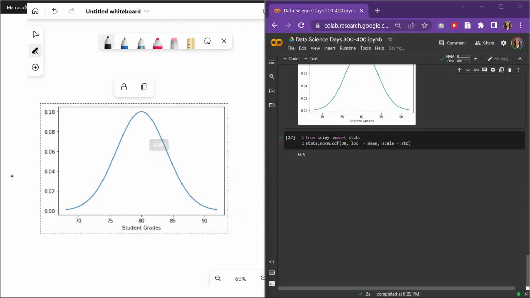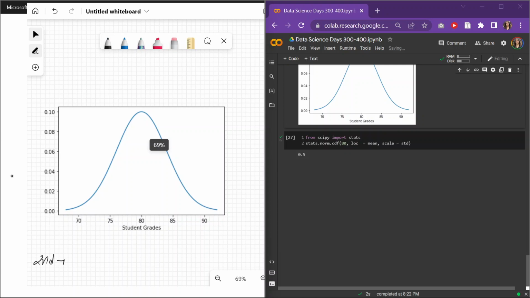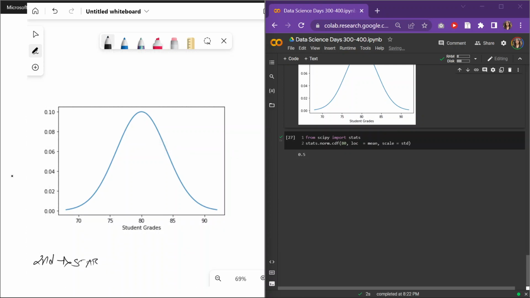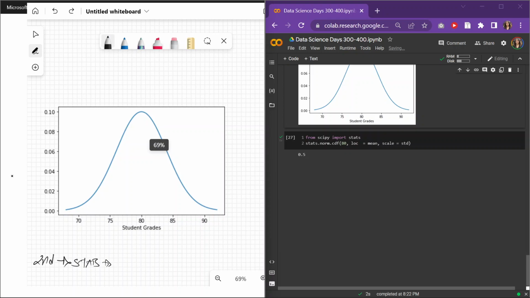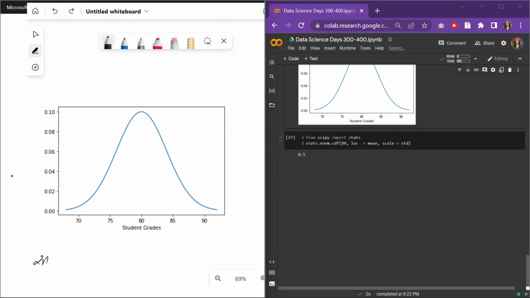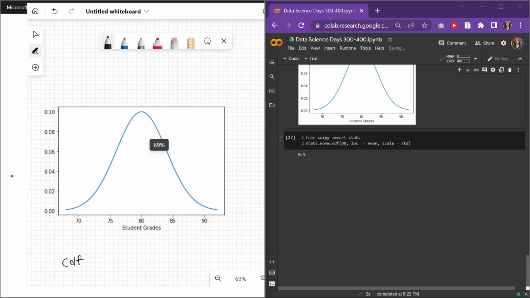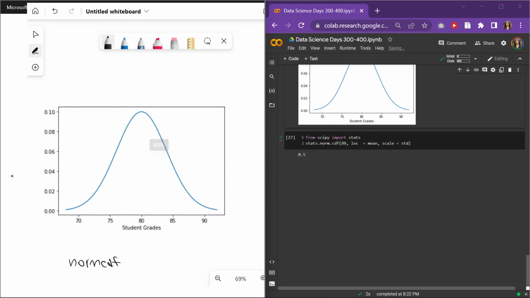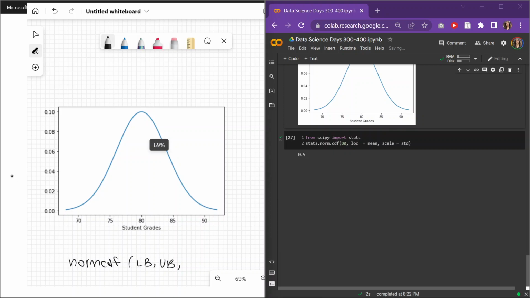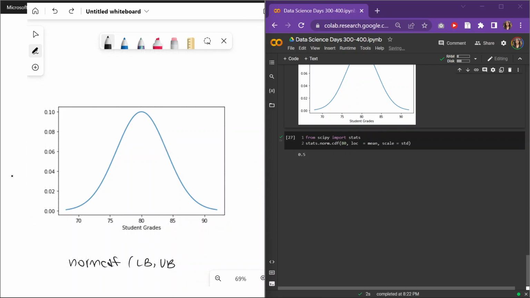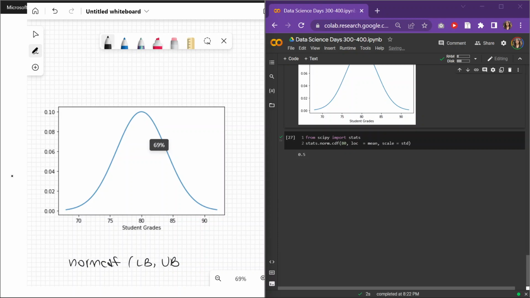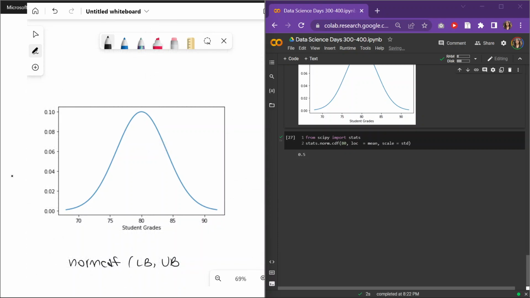So in my calculator, I would do second, norm, no, not second norm, second stats. Second something, I forgot. Either way, you get to the CDF function, normcdf, which is the same thing as stats.norm.cdf over here, and then it asks you for a lower bound, upper bound, mean, mu, and sigma.